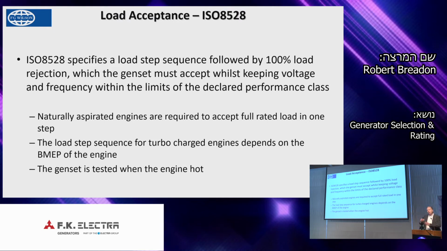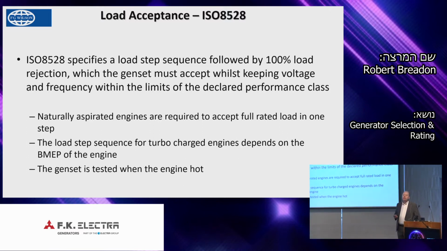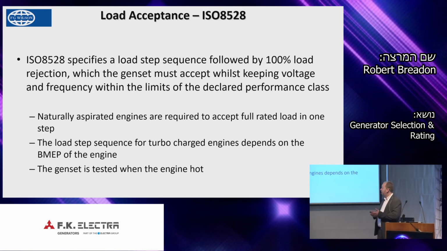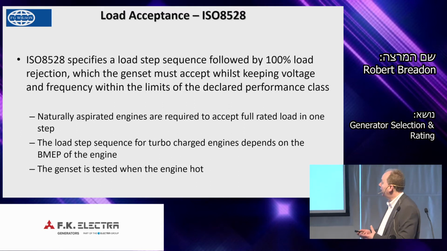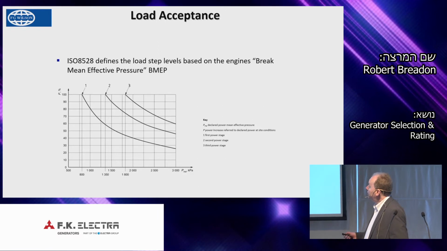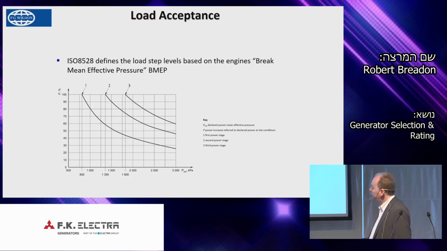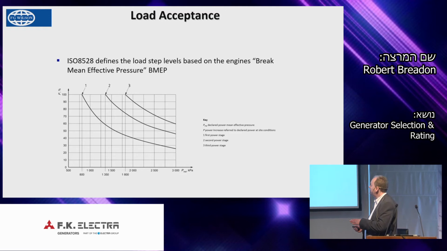Now, there's a lot of queries about how an ISO standard actually defines how much load is put on at the first stage, and it is based on the BMEP of the engine. That's the brake mean effective pressure, and that again is in the standard. So when we're testing an engine and providing a G2 performance, from an ISO perspective, this is the BMEP. Each engine will have a different brake mean effective pressure.